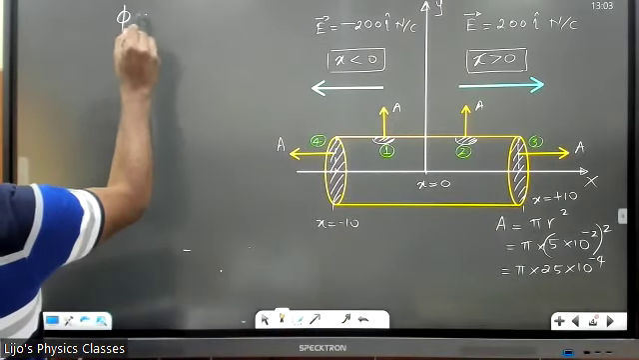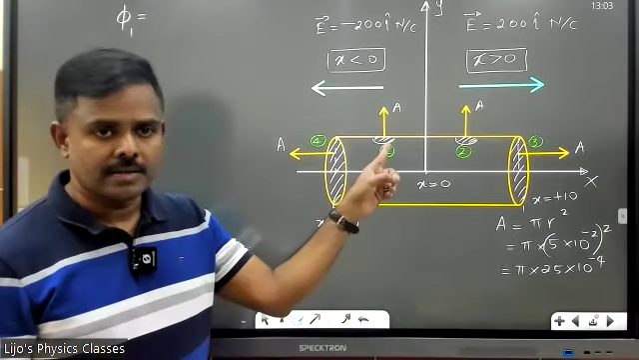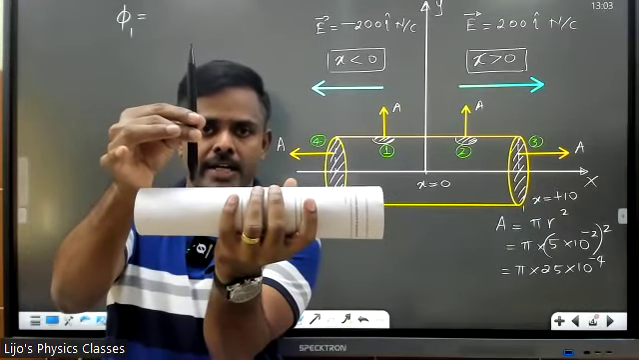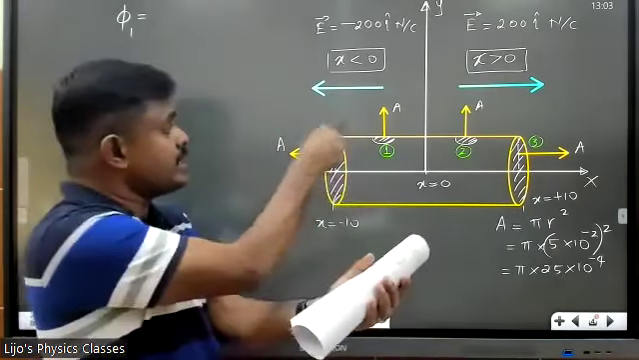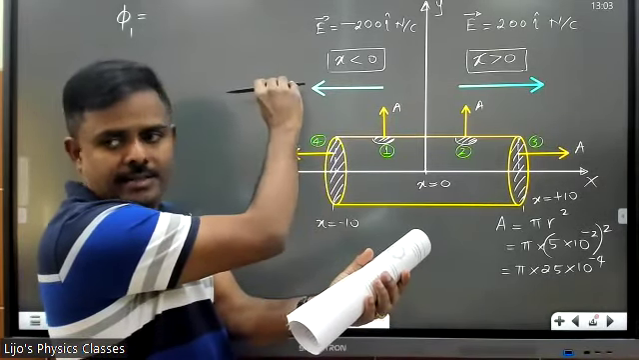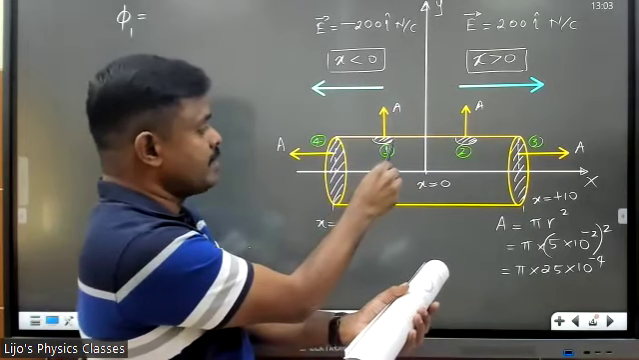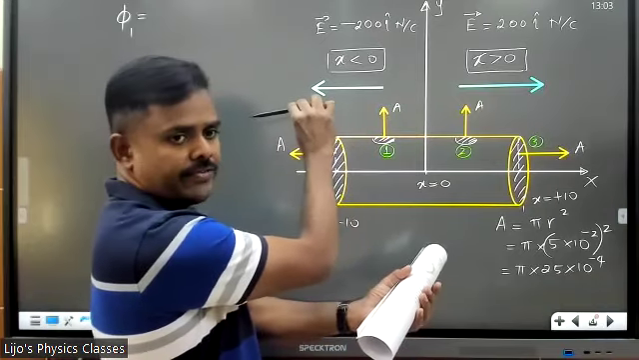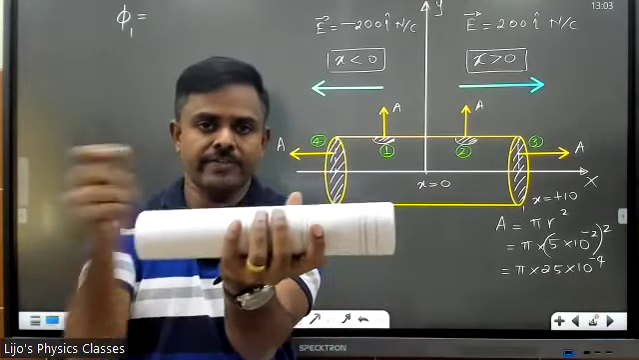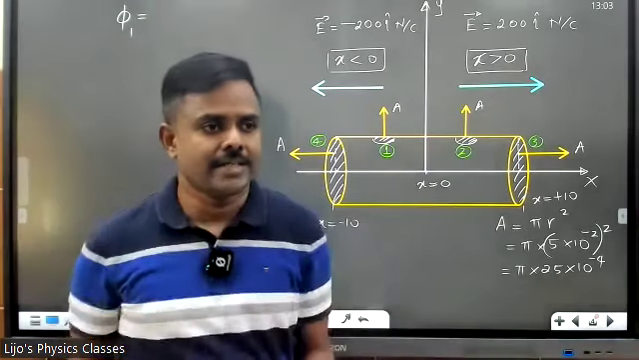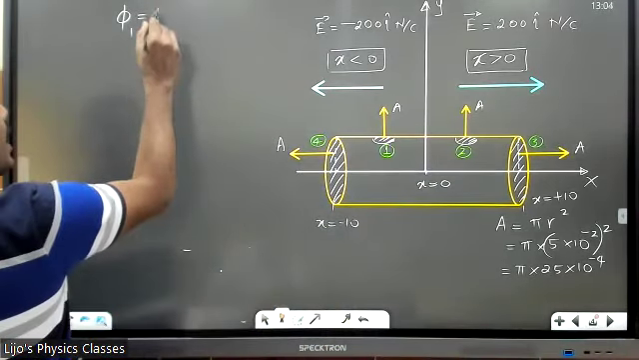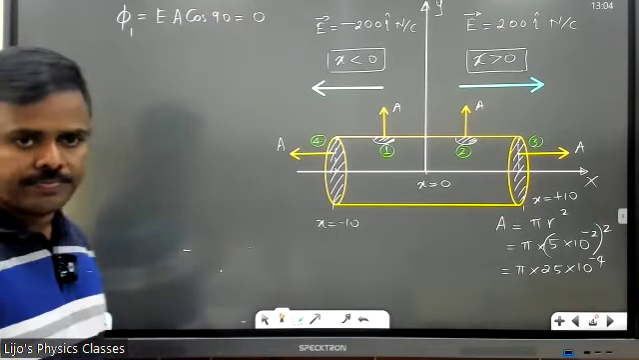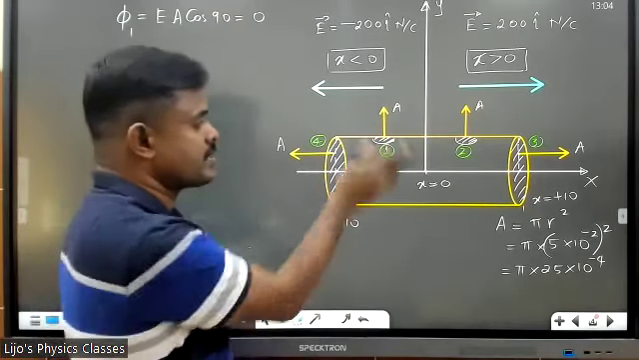What about flux through the first surface? This is surface number 1. Area vector is straight up. Electric field in this region is to the left. Am I correct? In region number 1, area vector is upward and electric field is to the left. Angle is 90 degrees, right? So flux will be E into A into cos of 90, that is equal to 0. So flux through the first curved surface is 0.